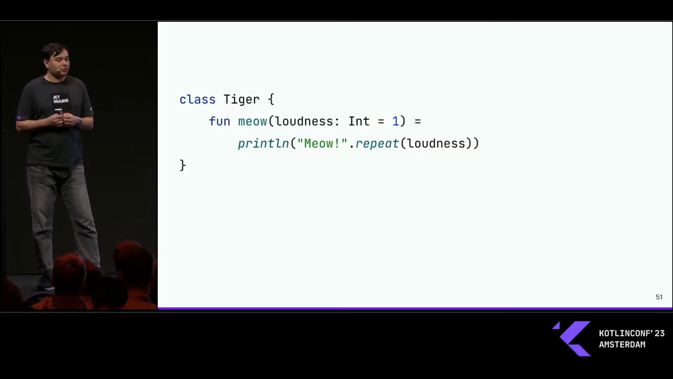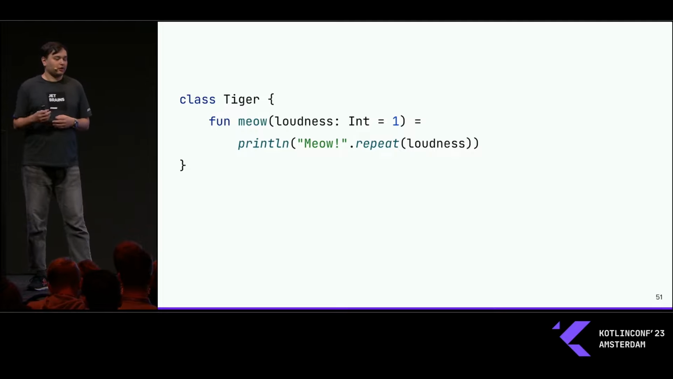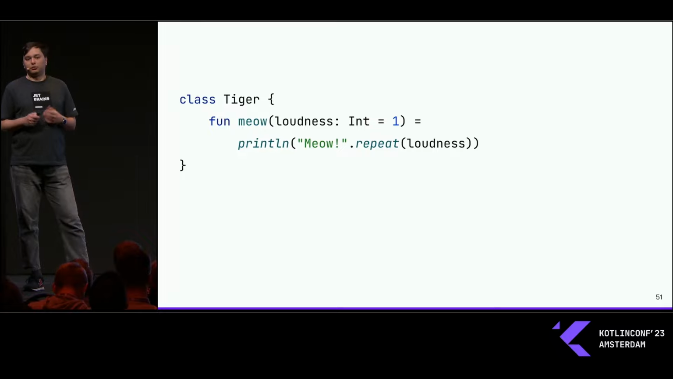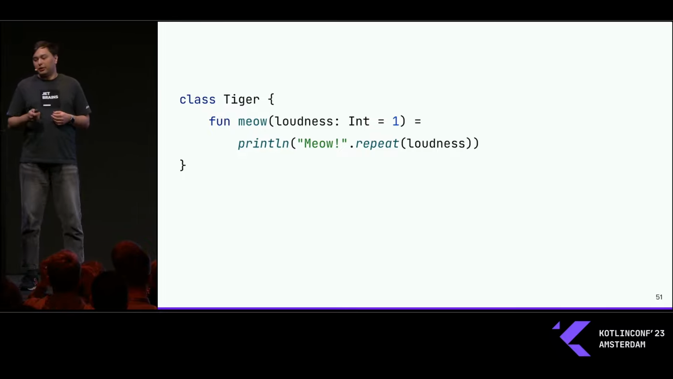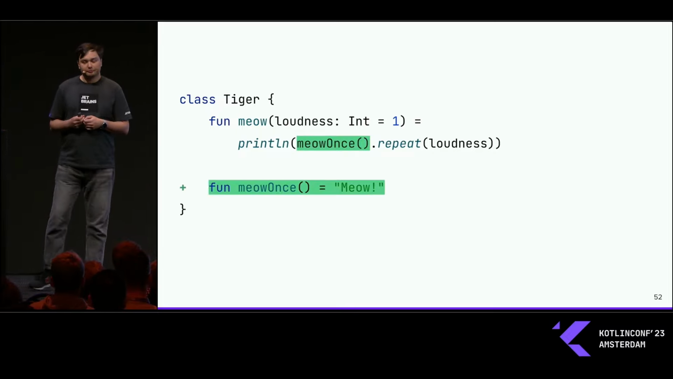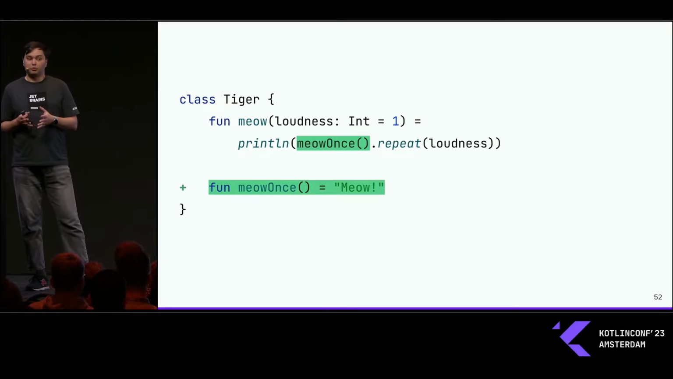Because it may cause some confusion. Like in this situation, if you have our fun meow with loudness, now let's do some refactoring to it. So we take the string literal meow and extract it into a separate function called meowOnce. Then we commit these changes and send it to the review.